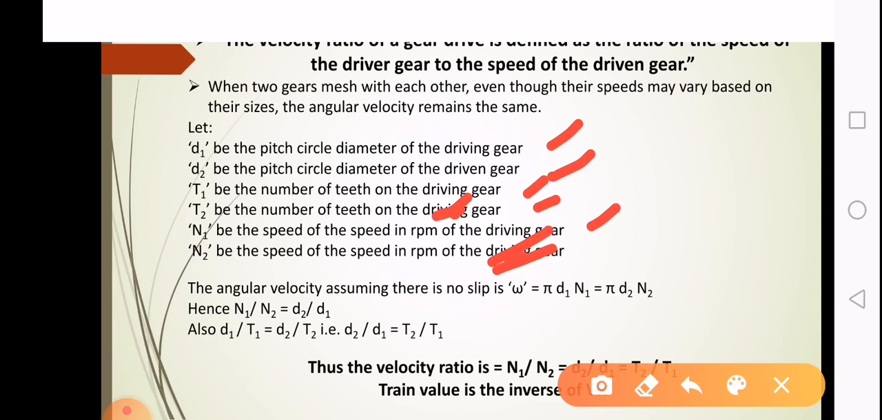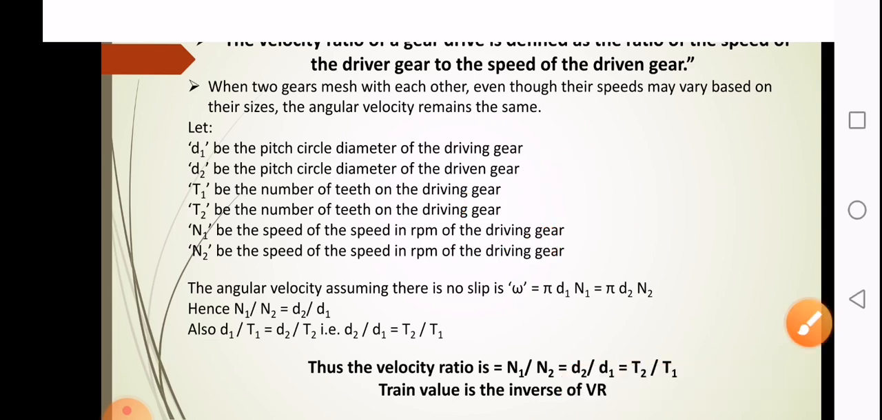Now, assuming that there is no slip, of course they are positive drives, we assume that there is no slip, we can write the velocity as pi d1 n1 upon 60. It gets cancelled on both the sides. I have not mentioned it. So pi d1 n1 is equal to pi d2 n2. Similarly, pi also gets cancelled, and small d1 n1 is equal to small d2 n2.